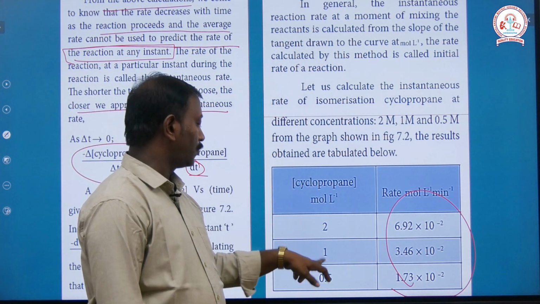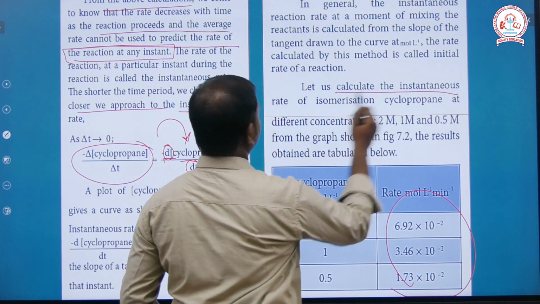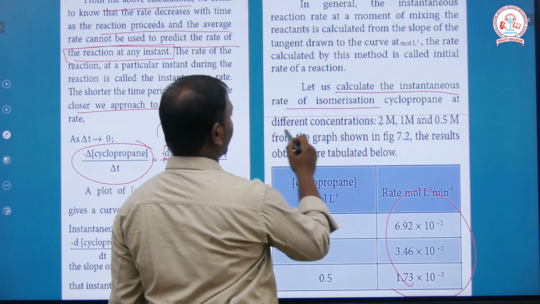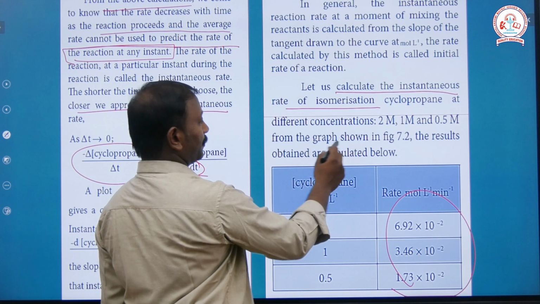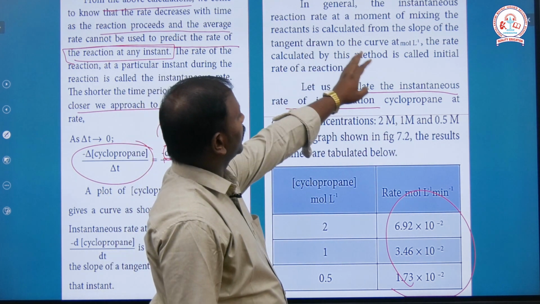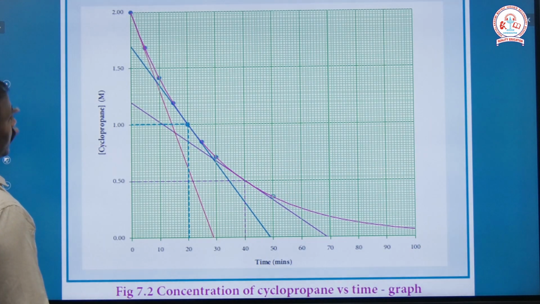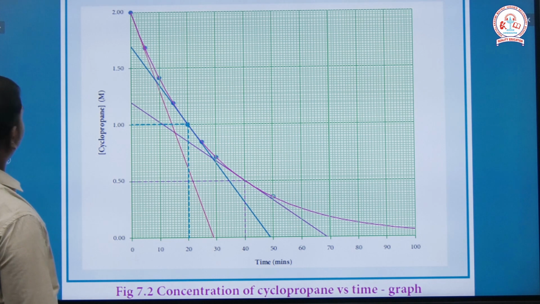Next, one more example for instantaneous rate of reaction. Cyclopropane: 2 mole, 1 mole, 0.14 mole. The question is: let us calculate the instantaneous rate of the isomerization of cyclopropane at different concentrations, from the graph shown, with the results tabulated. So this is the question, and these are the values from the graph.